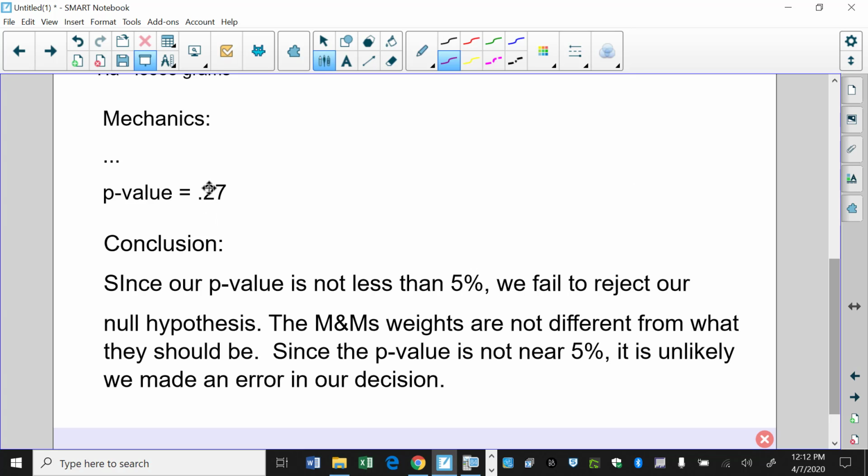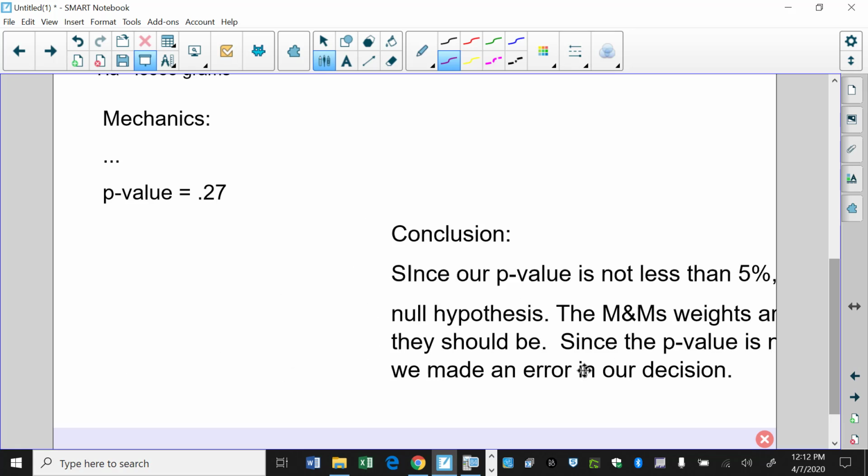If this p-value was something like 0.06, about 6%, it is possible that if we sample another set of M&M's, we might get a p-value of, say, 4%, and then have a different conclusion. Since this is not near there, we can say it's unlikely that we made an error in our decision.